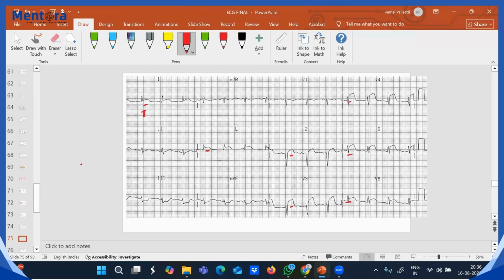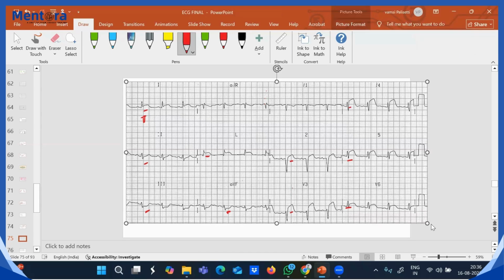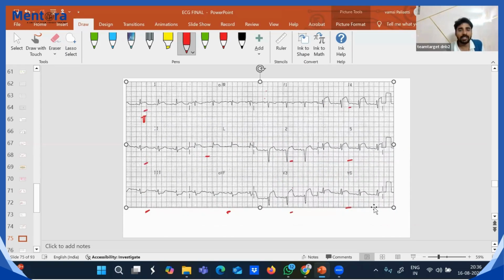Acute, definitely you will see reciprocal changes in inferior leads. Lead 3 has ST depression, lead 2 ST depression, AVF also ST depression. Clear? So you can say it properly: ST elevated MI, anterolateral, and also reciprocal changes in inferior leads. That's it, the example is done. This is the way you have to present. T inversion is not there, so it is acute MI. If T inversion is there, it is subacute.